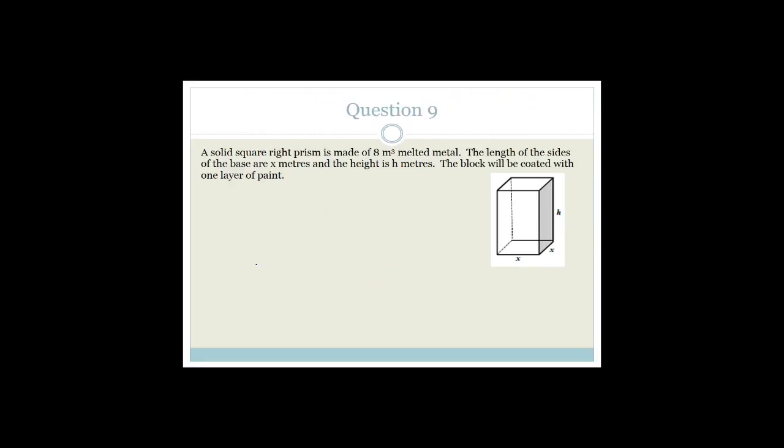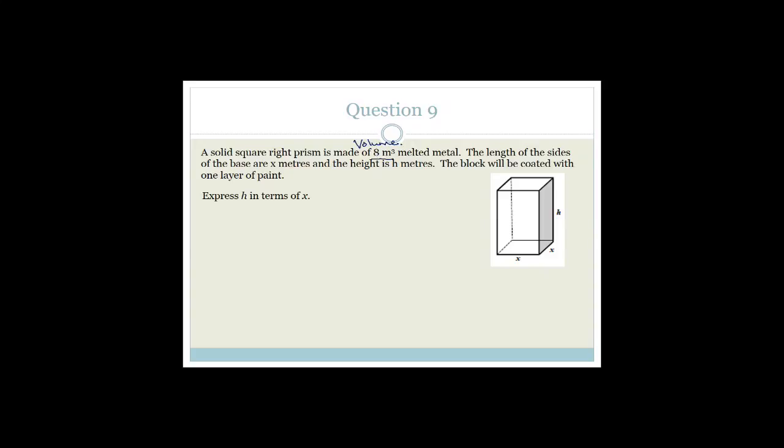Okay, let's move on. Right, another application of calculus. A solid square right prism is made up of 8 cubic meters of melted metal. The length of the sides of the base are x meters and the height is h meters, and the block will be coated with one layer of paint. Now it says express h in terms of x. What have they given you? They've given you the volume, and they've said that the volume is 8 cubic meters.